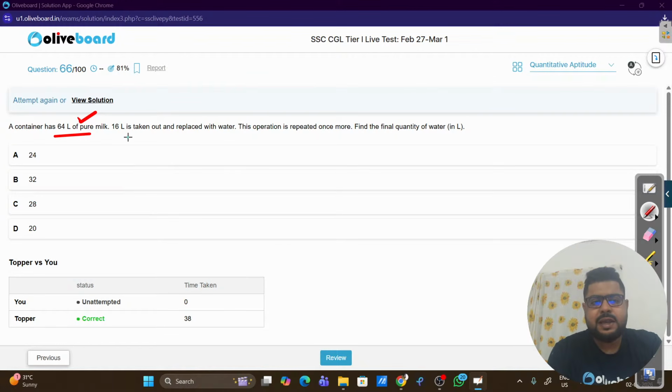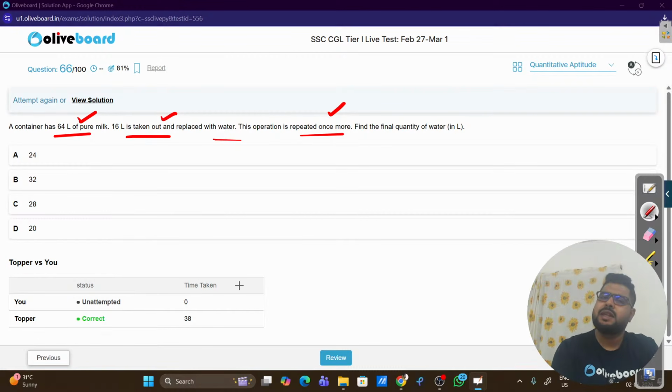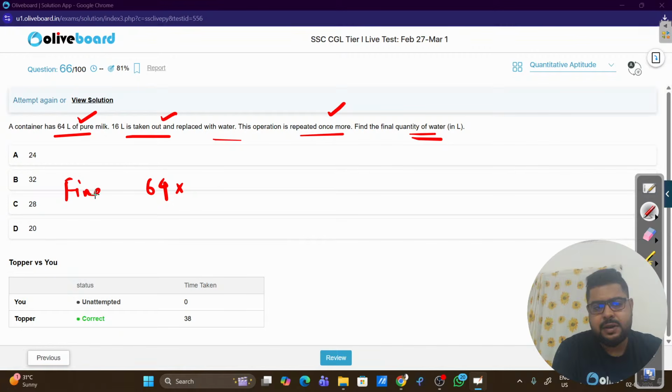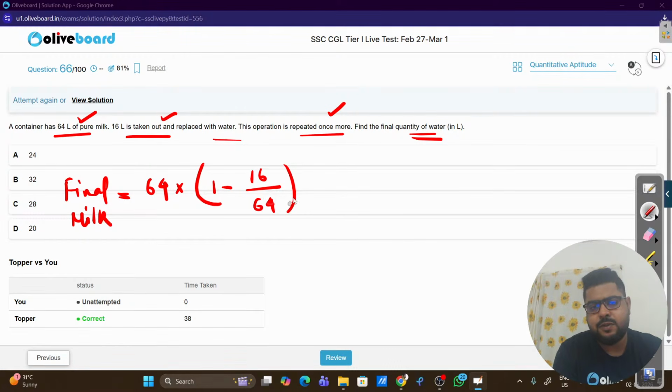This much pure milk, this much taken out and replaced, total twice. Use the formula, or if you want, you can go by the ratio as well. They are asking the quantity of water. This will give you the final milk. Remember, again, don't use the formula blindly. 64 into 1 minus, how much are we replacing? 16 out of 64, twice.